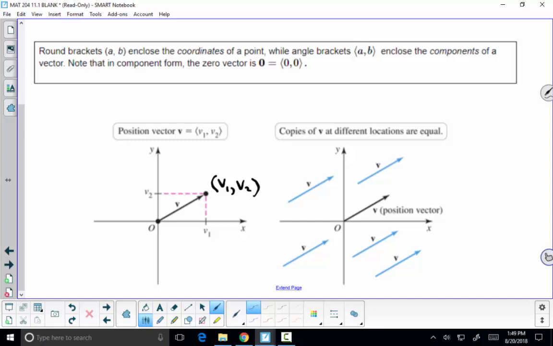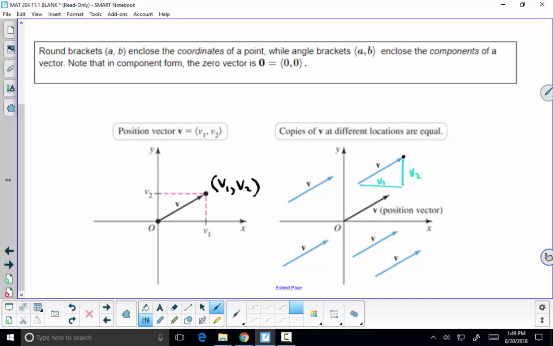But if you move your vector out here away from the origin, well, the coordinates of this point here are definitely not v1, v2. Right? You've moved it further out into quadrant 1. But you haven't changed the vector. You've just changed the coordinates of the terminal point and the coordinates of the initial point. This horizontal distance right there is still v1. And this vertical distance is still v2.